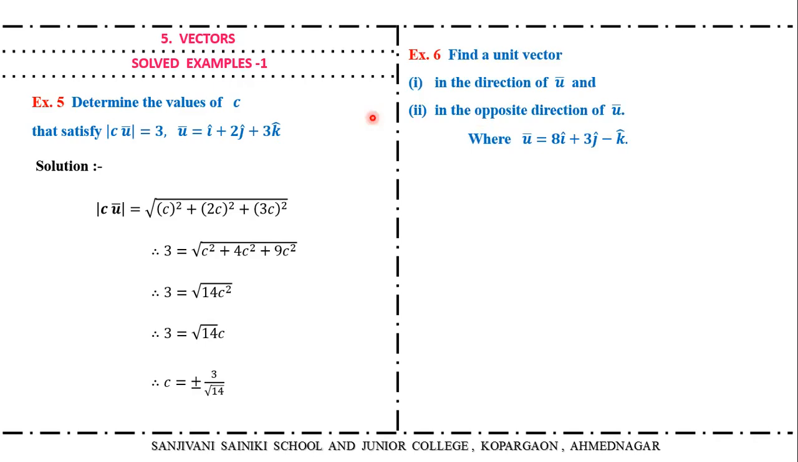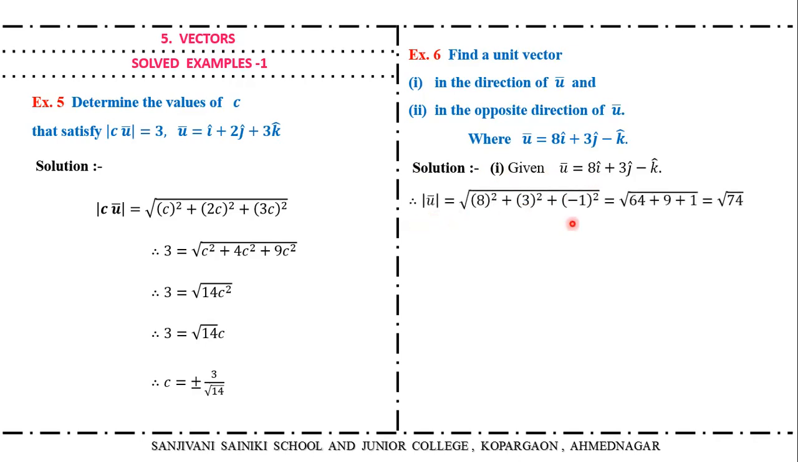Find the unit vector in the direction of u bar and in the opposite direction of u bar, where u bar is i cap plus 3j cap minus k cap. Now u is given, then we can find its magnitude.